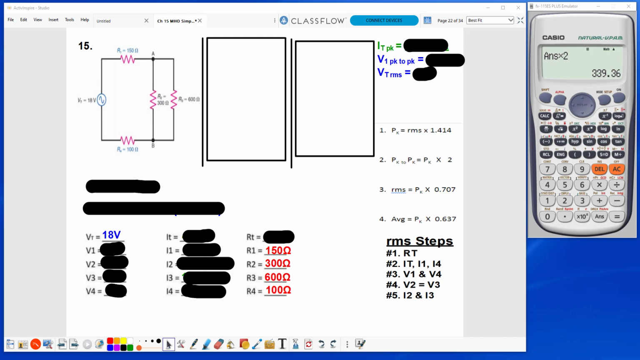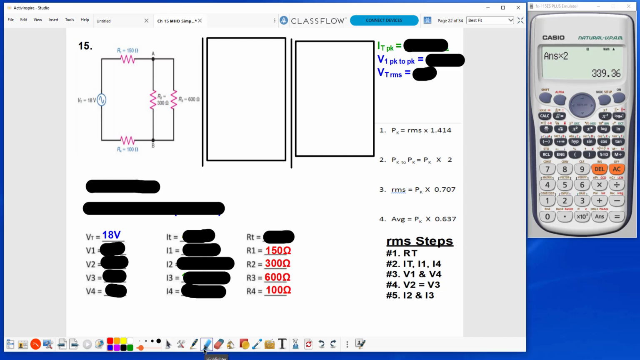In this video, I'll be calculating the AC values from the Chapter 15 math handout, problem number 15. All right, here we have a basic combination circuit. So from the Chapter 15 math handout, I have filled in my values given, 18 volts VT, and my 4 resistor values.